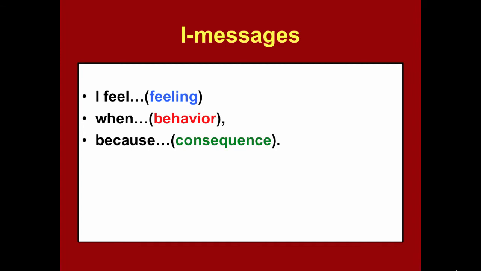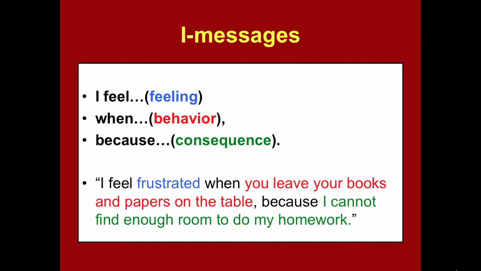For example, if your roommate continuously leaves their books and papers scattered on your shared table, you might use the following I message. I feel frustrated when you leave your books and papers on the table because I cannot find enough room to do my homework. Notice the sentence starts out by stating a feeling, I feel frustrated, and then lets the receiver know what is frustrating the sender, that they're leaving their books and papers on the table. The last portion of the sentence tells the receiver why this is a problem, because the sender can't find enough room to do their homework.